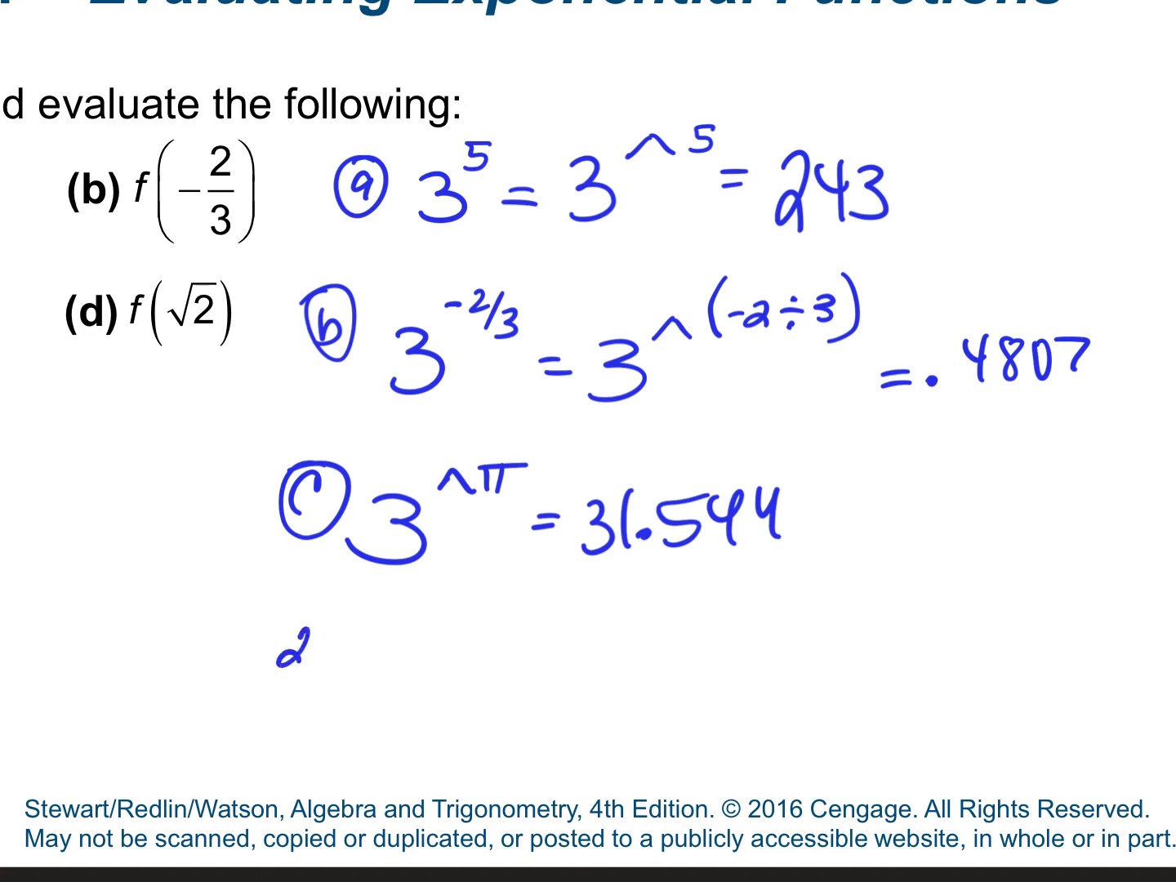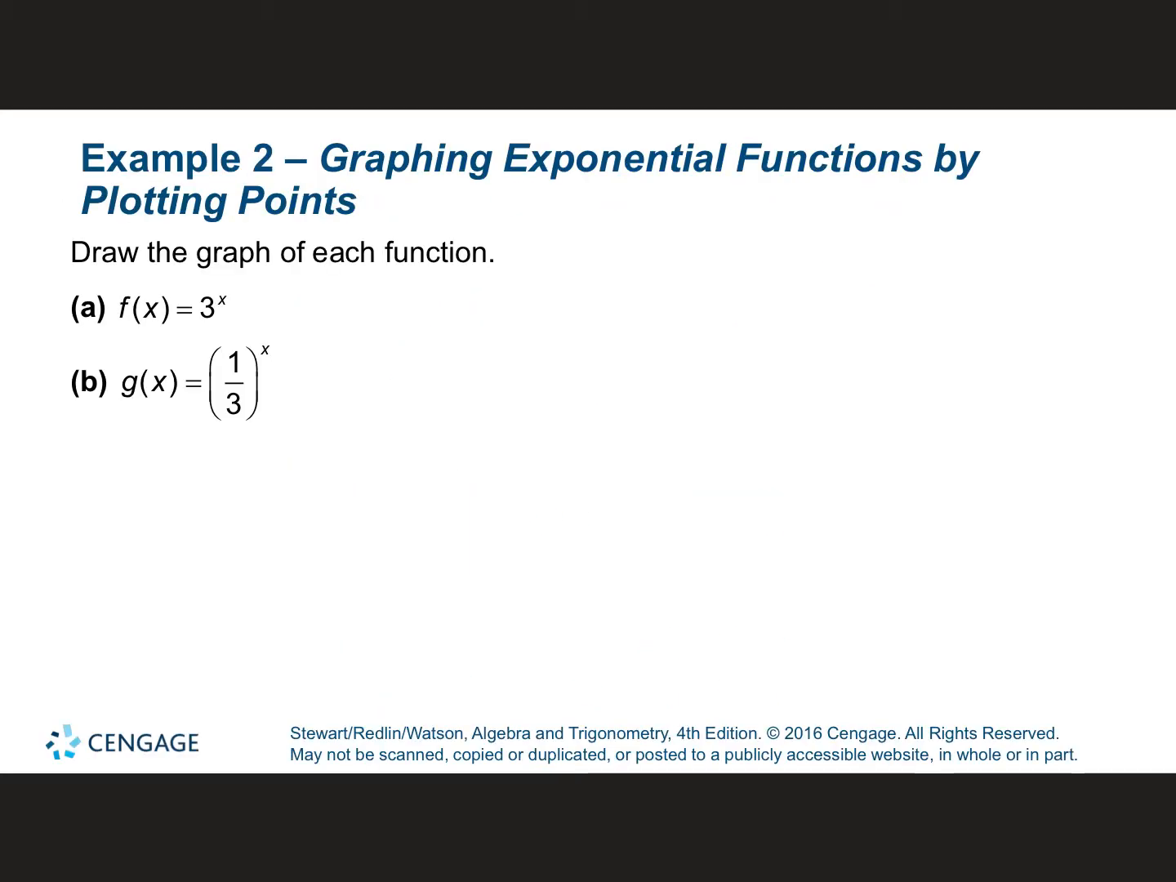All right, if we have letter D, I'm going to take 3 and I'm going to raise it to the square root of 2. That's not 3 squared, guys. It's 3 to the square root of 2 power. What do y'all get? 4.728. Okay, good. All right, so really straightforward questions. If I give you a question, I say evaluate, it means plug in. Y'all have to know how to use your calculators. Very, very important. Questions?